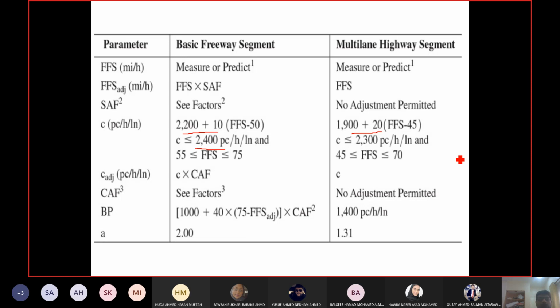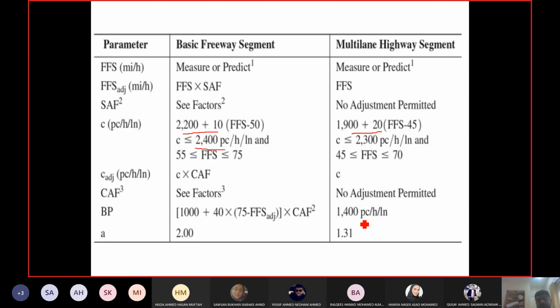Okay. Then you come to capacity adjustment factor. After you calculate the capacity, multiply with the adjustment factor only if it is a freeway. Again, for multi-lane highway, the capacity will remain as it is. Okay, no adjustments. Breakpoint only required for freeways. For multi-lane highways, the breakpoint is 1400.